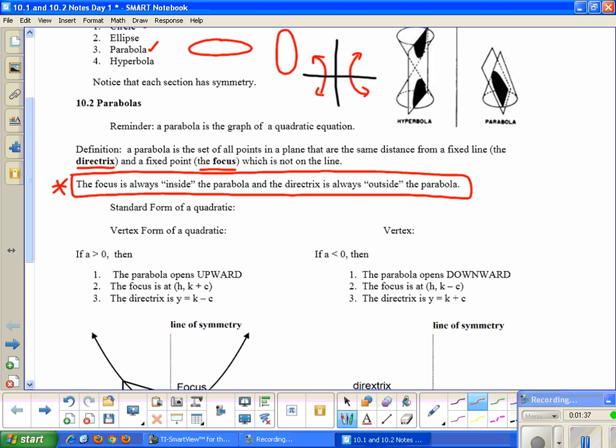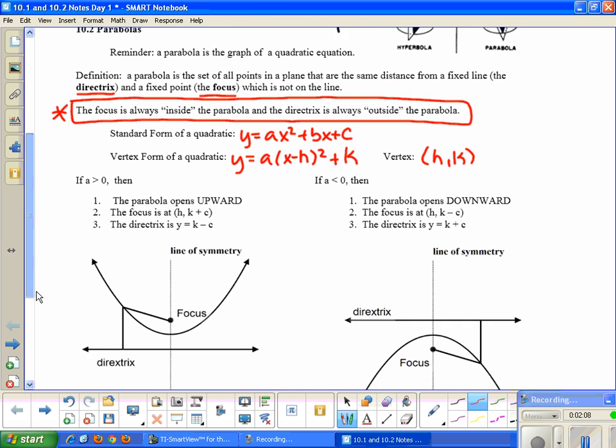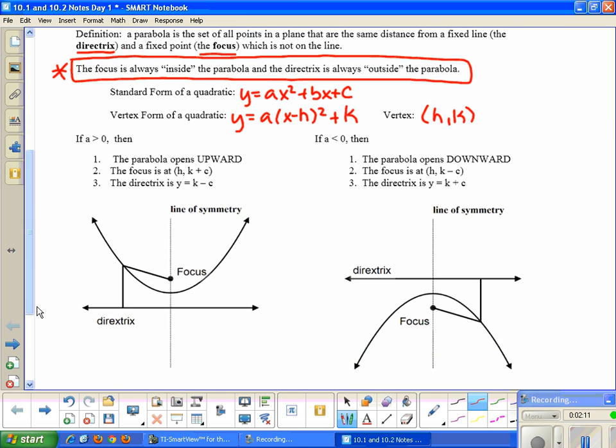The standard form for a quadratic equation, if you'll recall, is y equals ax squared plus bx plus c. The vertex form for this, we said, was y equals a times x minus h quantity squared plus k, where your vertex was h comma k. And remember, we always did the opposite of this for a vertex, so it's negative h there, but it's h comma k for your vertex. There are 2 different scenarios for your graphs: when your a value is greater than 0 and when your a value is less than 0. If it's greater than 0, your parabola is going to open upwards.